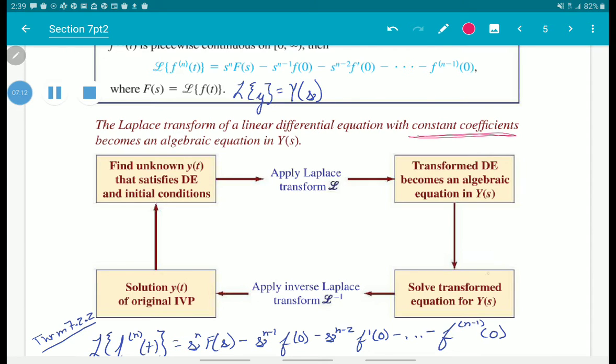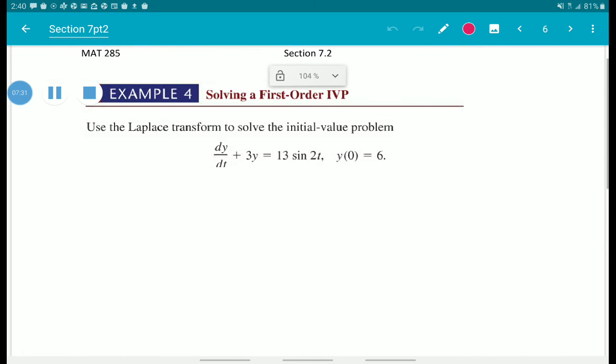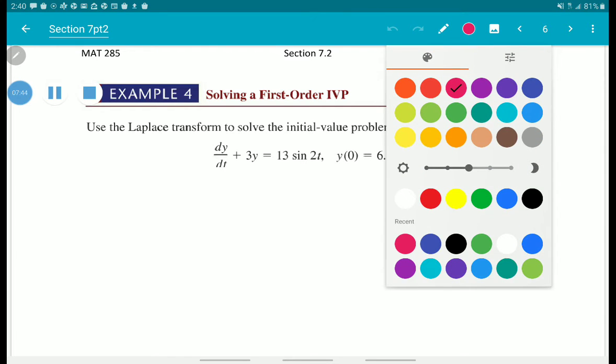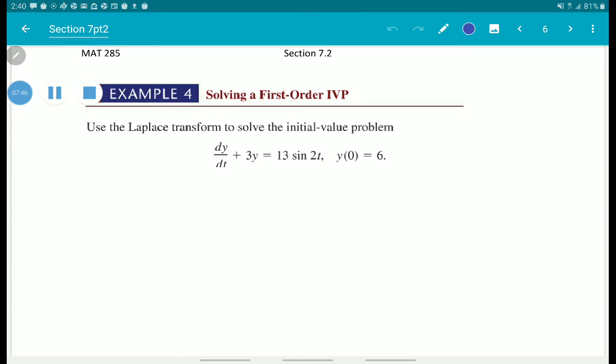And then we're going to solve that equation for Y of s. That's just going to be some algebra techniques for us to solve. Then we're going to go back to rectangular world by applying the inverse Laplace. And then we're going to have the solution to our equation. Piece of cake, right? 4 simple steps. So let's look at a few examples. Let's say we have this guy. This is a first order differential equation. And keep in mind, we could solve this using other techniques, but I want to do this using Laplace transforms.